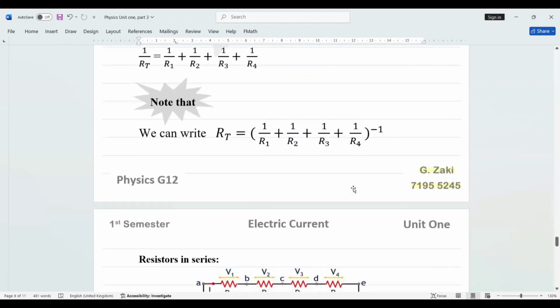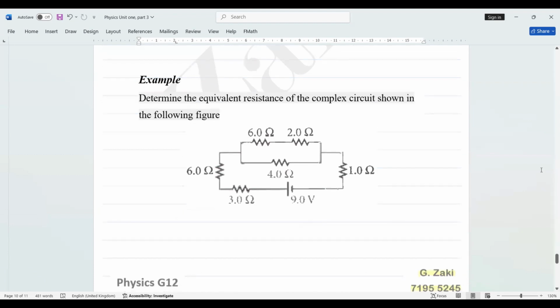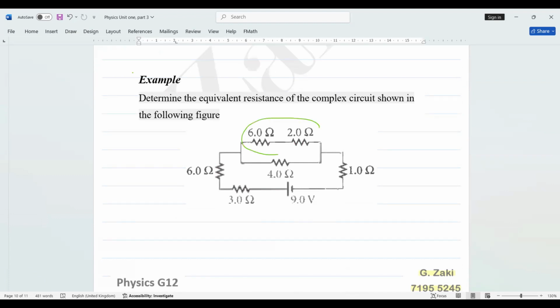Let us resolve the question about this. Determine the equivalent resistance of the complex circuit shown in the following. We need R total. Now, how can we solve this question? This 2 and 6, they are in series. How? Because they have the same current. Then we can add them. Then R total 6 plus 2 equals 8 ohms.